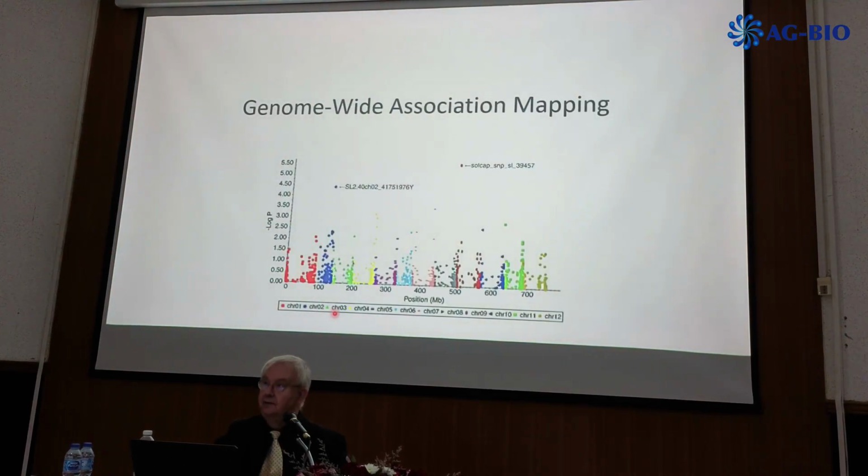So we have seen that QTL mapping is robust. It can help you a lot, especially when you have a high density map, but still the resolution is low. We're now going to the second method, the third part of my presentation: genome-wide association mapping.